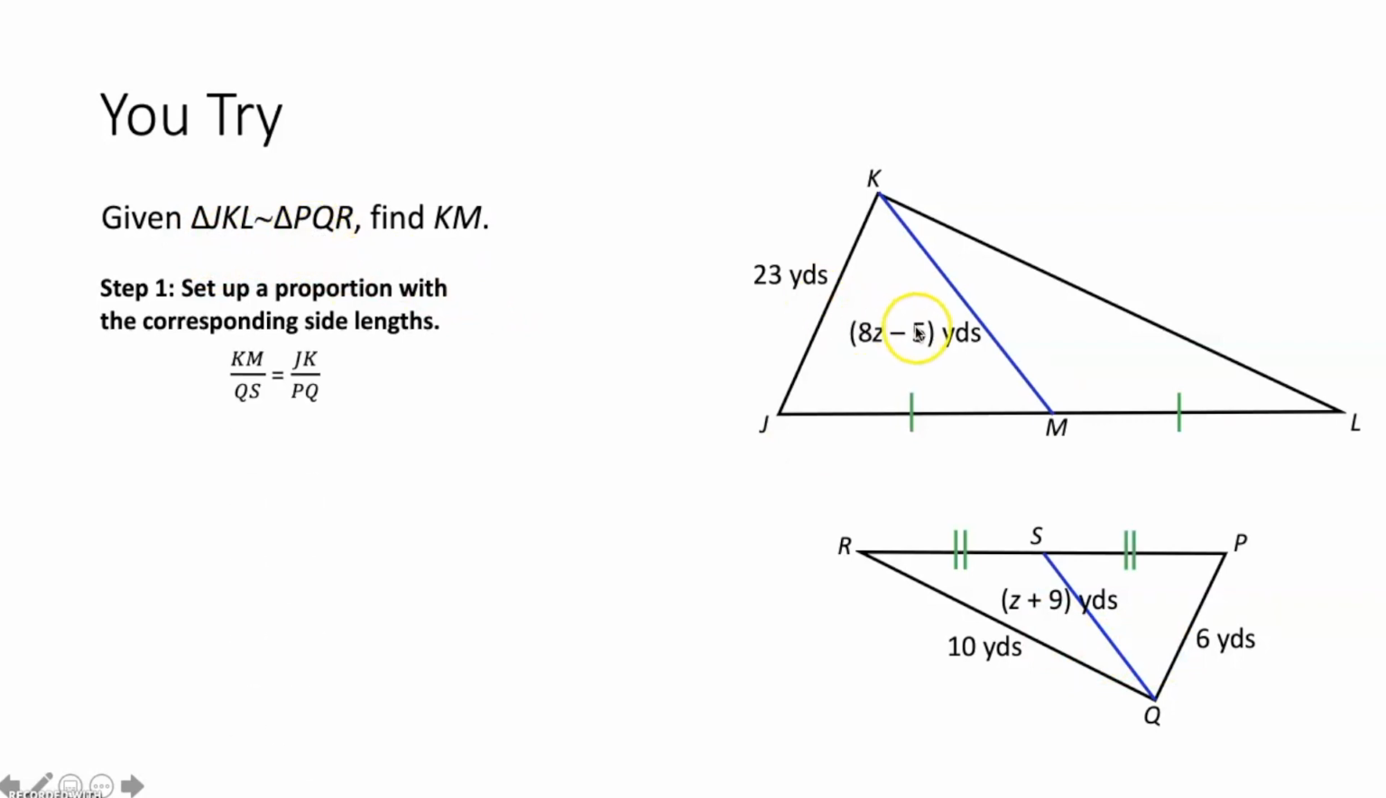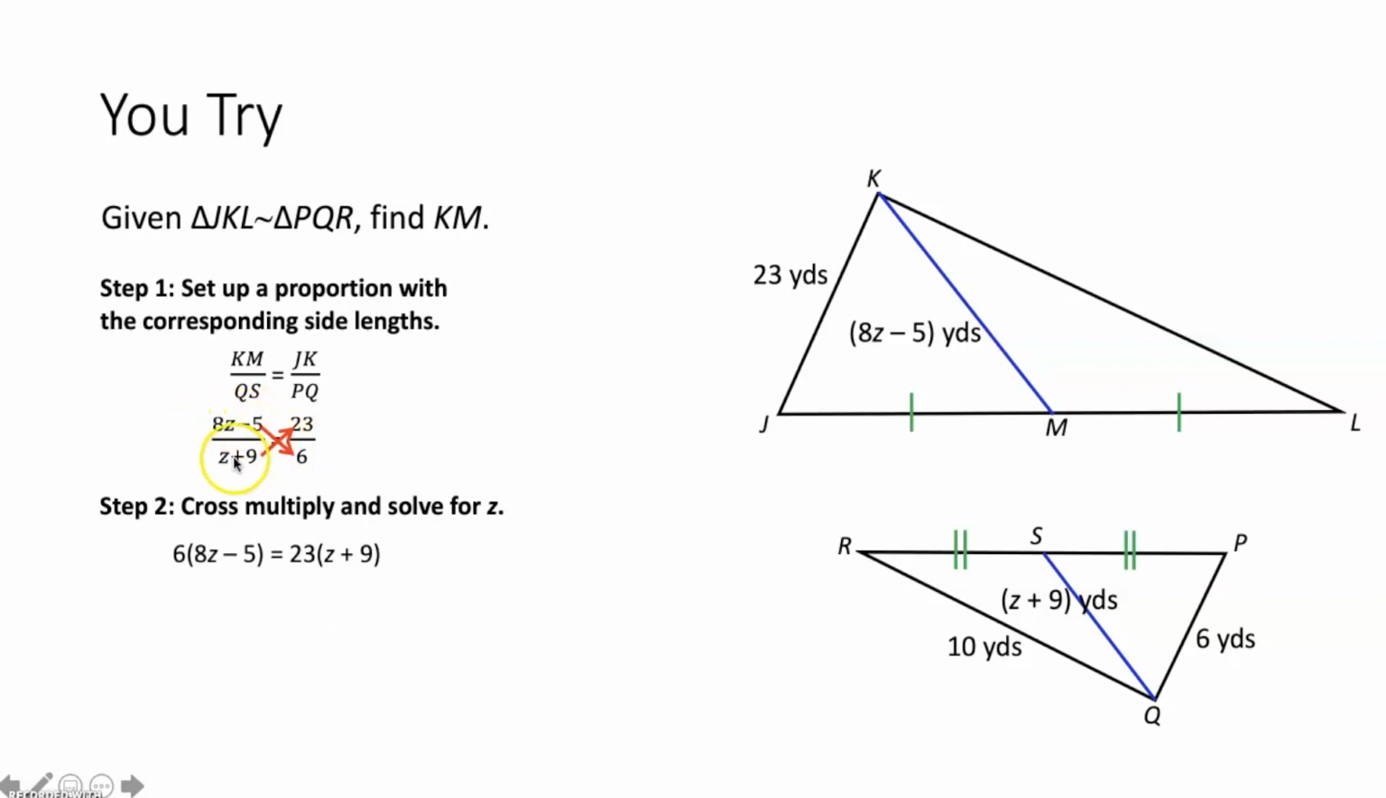Now we can plug in what each of those things are equal to in our proportion over here, and we can solve for z. So how do we solve a proportion? We use the cross product property. We're going to cross multiply, set the two products equal to one another, and solve for z. So I take the quantity 8z minus 5, multiply it to 6, and take the quantity z plus 9, multiply that to 23.